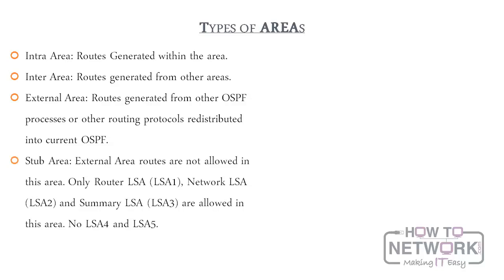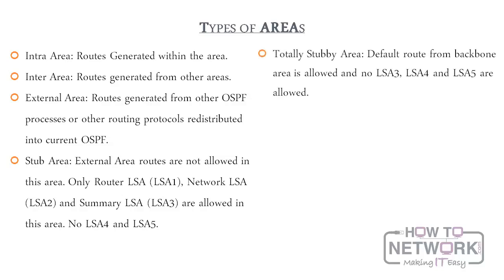And we have stub areas. These are external area routes and are not allowed within the area. Only router LSAs, network LSAs, and summary LSAs are allowed in this area. No LSA 4s and no LSA 5s. Total stubby area. Default route from the backbone area is allowed, but no LSA 3, 4s, or 5s are allowed.